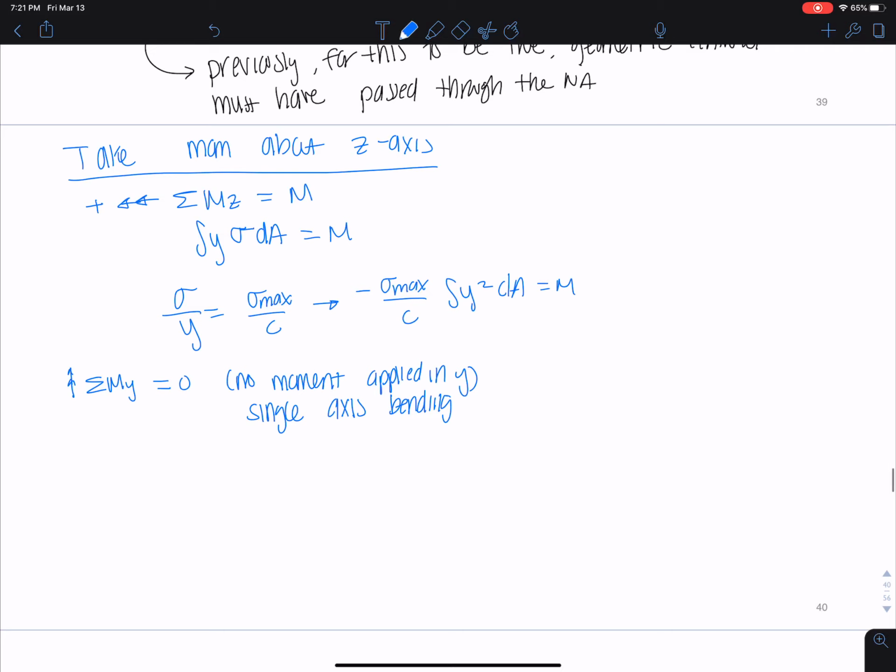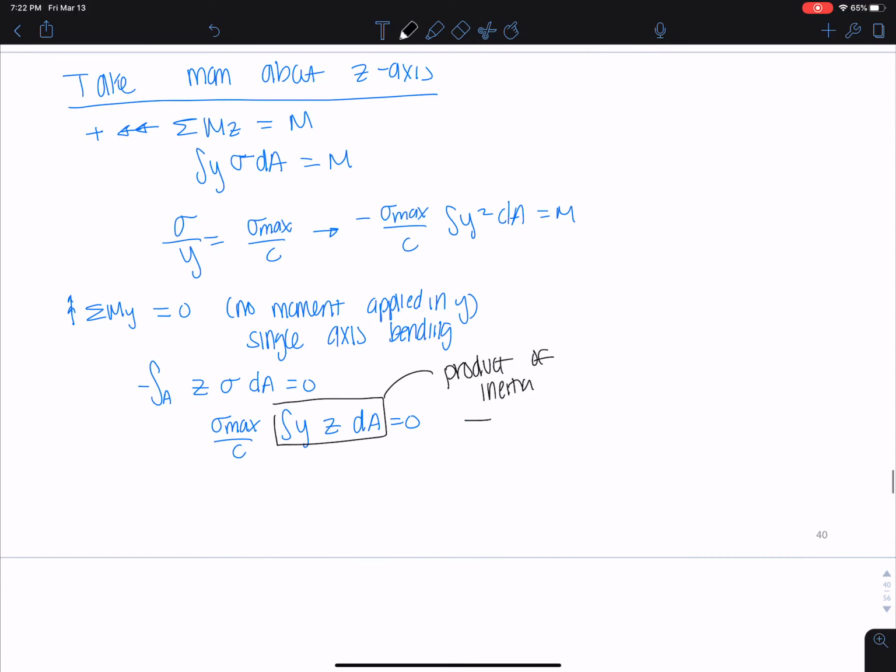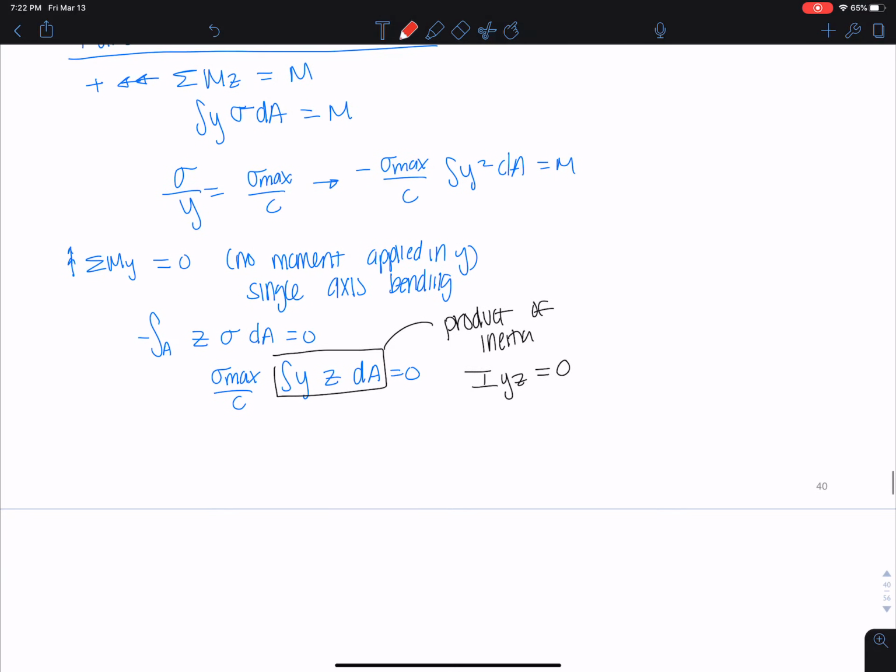Okay, so here, what's our moment arm? It would be z. And we would have sigma max over c, integral of yz dA equals 0. And this is a product of inertia now. This is not just moment of inertia. We call this the product of inertia. Okay, and this is Iyz, and this will be 0 as long as the y and z axes we choose are along the principal axes of inertia. I'm going to write that down and circle it. Okay, this is very important.